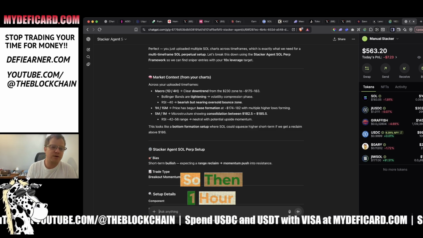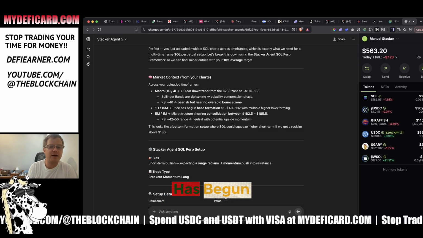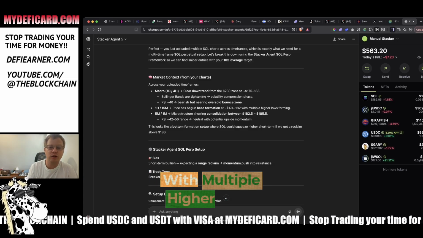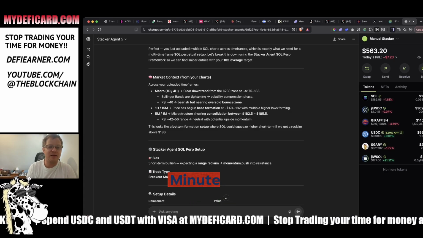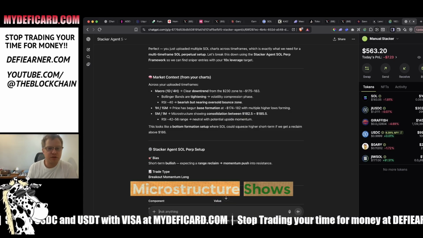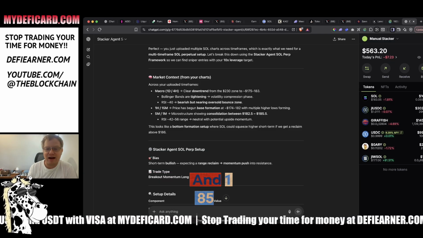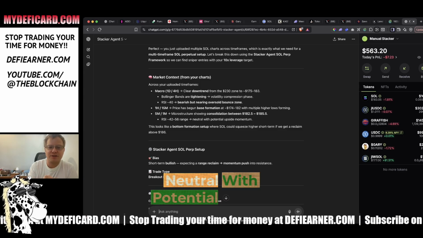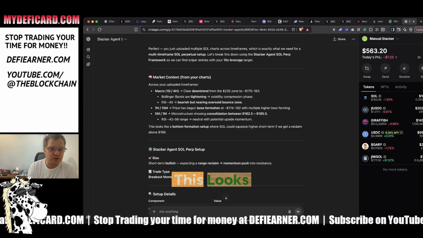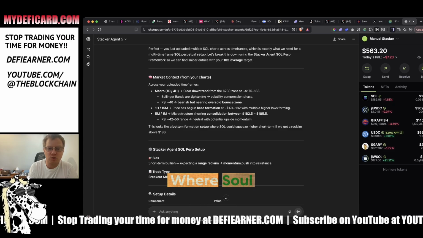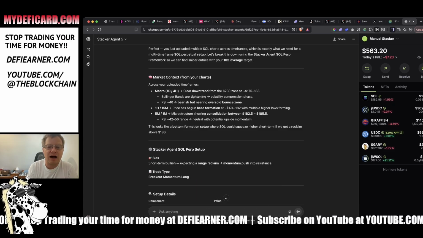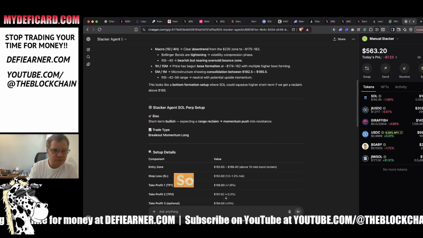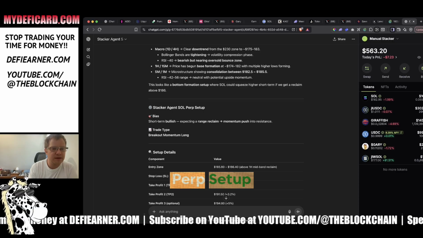Then on the 1 hour to 15 minute, price has begun base formation at 174 to 182 with multiple higher lows forming. Then the 5 minute and the 1 minute microstructure shows consolidation between 182 and 185.5. RSI is in the 45 to 56 range, neutral with potential upside momentum. This looks like a bottom formation setup where Sol could squeeze higher short term if we can reclaim above 186. So, Stacker Agent Sol perp setup.